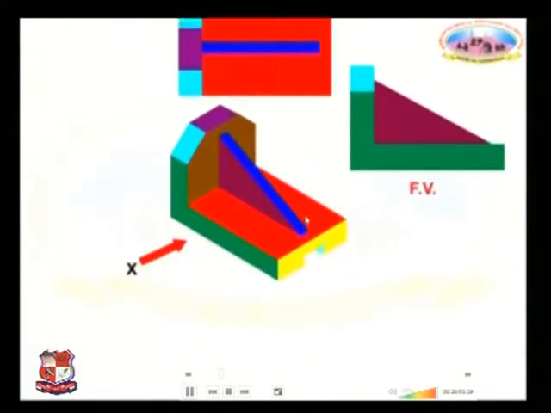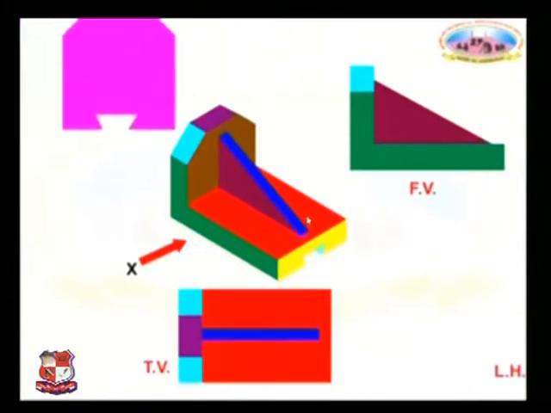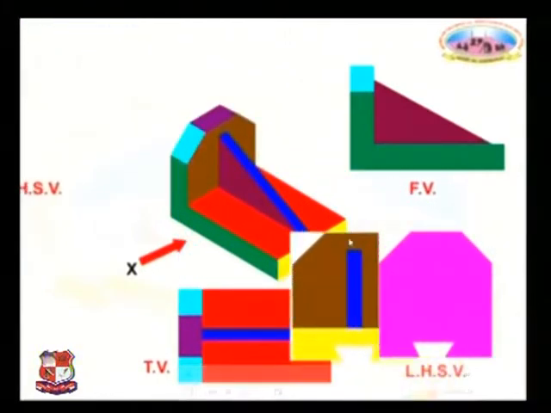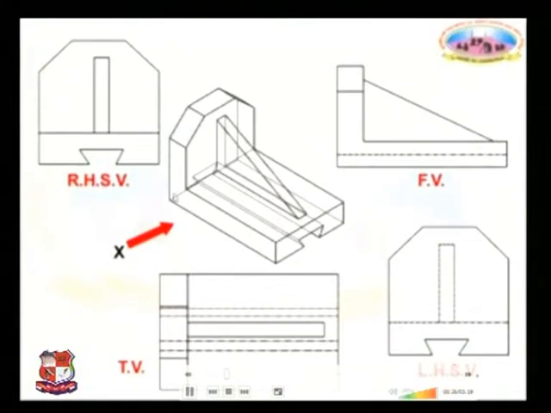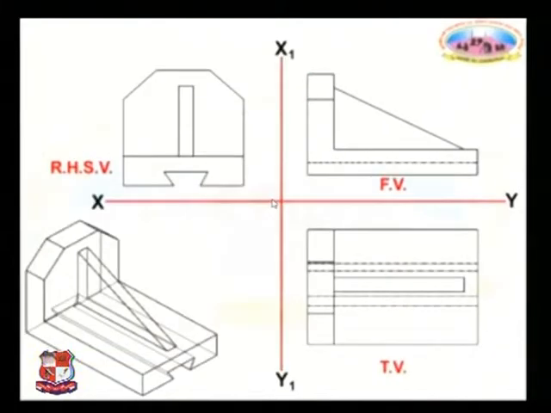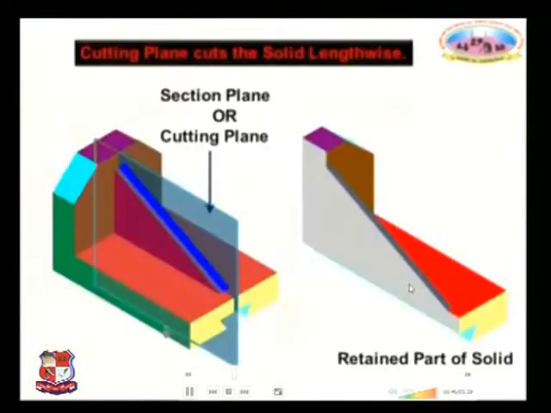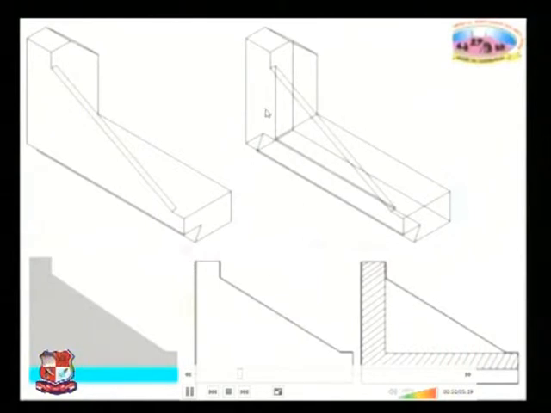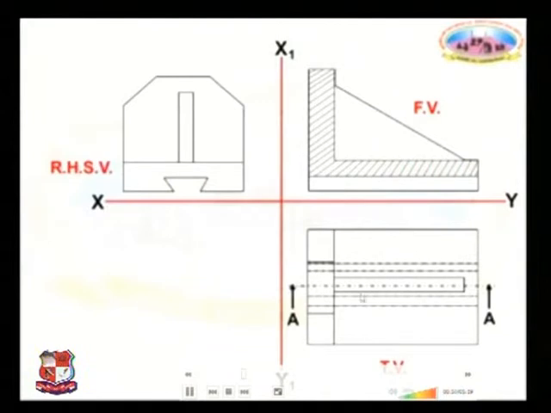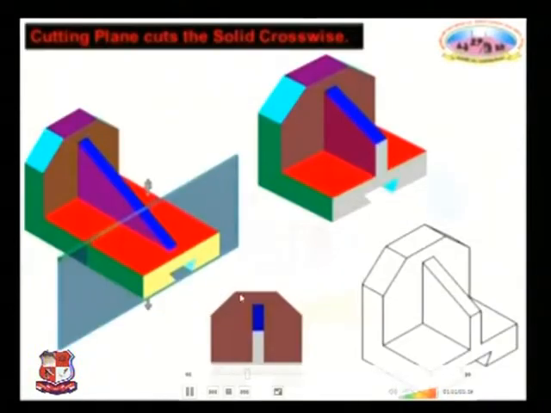Now this is the side view, front view, top view. This is the left hand side view. This is the right hand side view. These are the views of this object, and three views: front view, right hand side view and top view, are to be drawn like this. This is a section plane or cutting plane. If we cut this object, it would appear like this, and this section line represents the cutting edge of the object. These are the three views of the similar object.